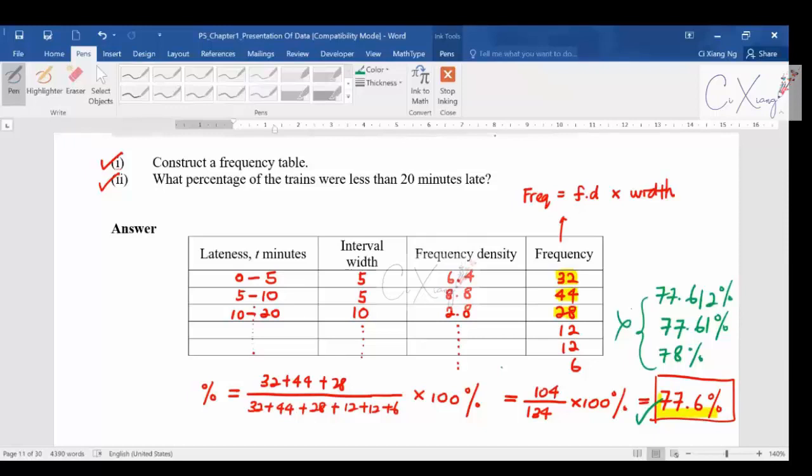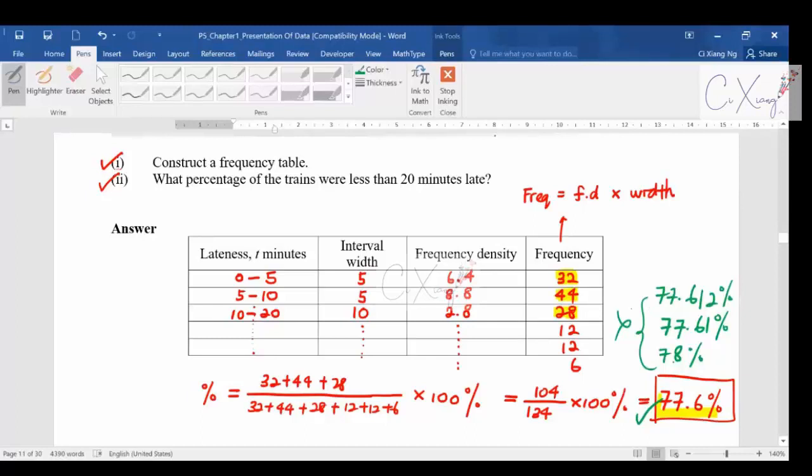Some students will ask, are they going to be so strict when you write out an answer like 77.61 or 78? If you write an answer that is not 3 significant figures, they will penalize 1 mark for your final answer. For me also, I will penalize. So make sure you are very aware of your final answer here.